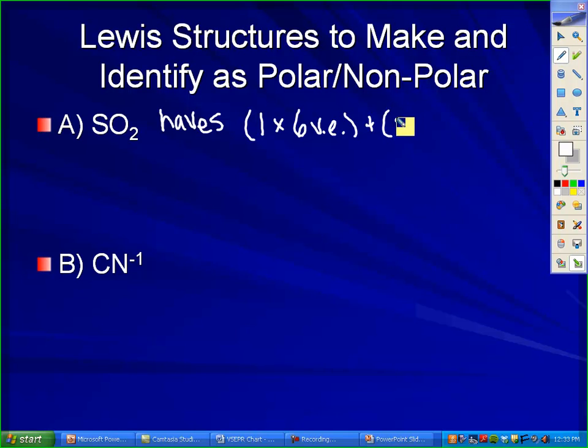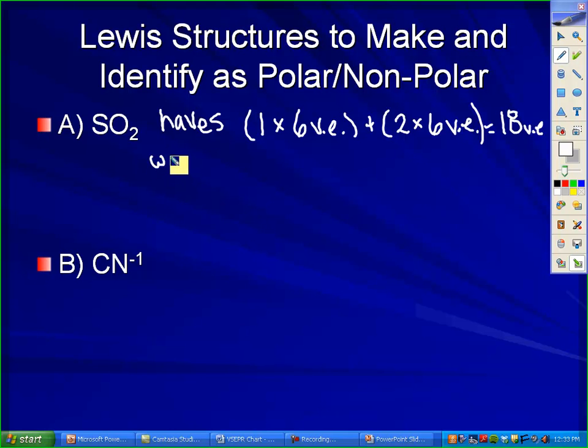There are 2 oxygen atoms. It's in the same family, so it's also going to have 6 valence electrons. That means we have overall 3 times 6, 18 valence electrons with which to work. And we need to make everyone feel happy or stable with those 18 valence electrons.